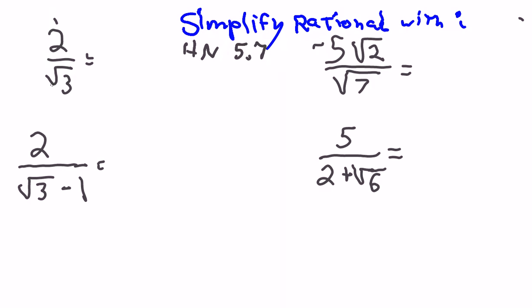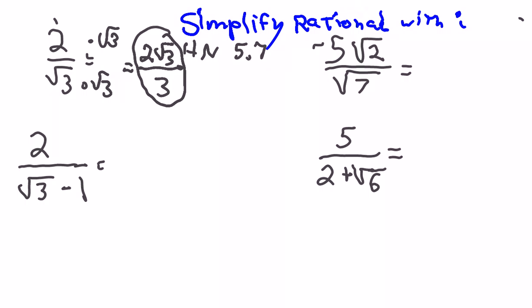Remember back in the day when we had square roots on the bottom, we would multiply the top and bottom by the same square root. So if you multiply the bottom by the square root of 3, and you multiply the top by the square root of 3, you end up with 2 square roots of 3 over 3 as the final answer. That we already learned before.